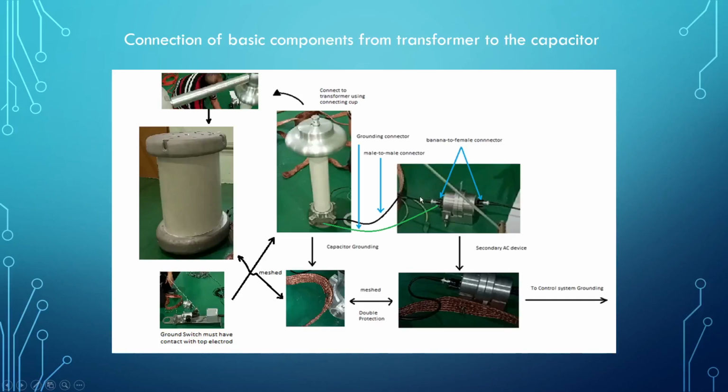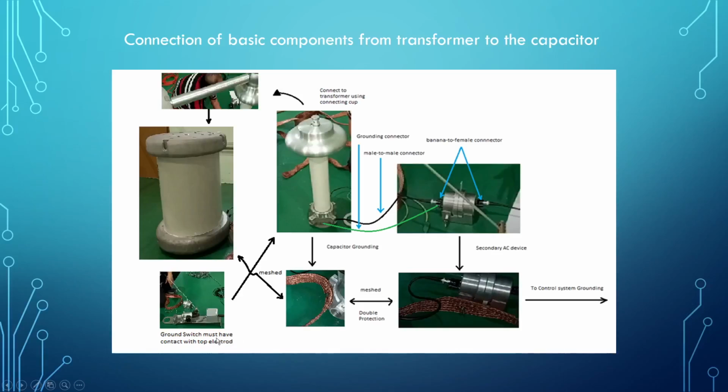After that, the grounding connection from the capacitor and the secondary AC device is connected by using a grounding connector, and we use double protection. By using double protection, the system will be safer. As you can see here, the grounding is connected from the transformer, measuring capacitor, and the secondary AC device.